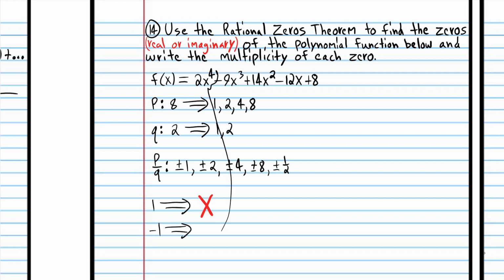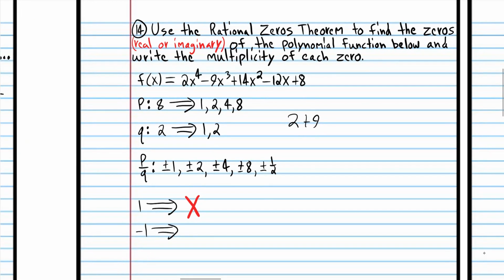So negative 1 to the 4th power is 1 times 2 is 2. Negative 1 to the 3rd power is negative 1 times negative 9 is 9. This is really tedious to say over and over again, so again, you can just do this in your head. Plugging in negative 1, we get plus 14, plus 12, plus 8. Obviously, that's not 0. None of the terms ended up being negative, so it just doesn't work. So that didn't work. That's okay.